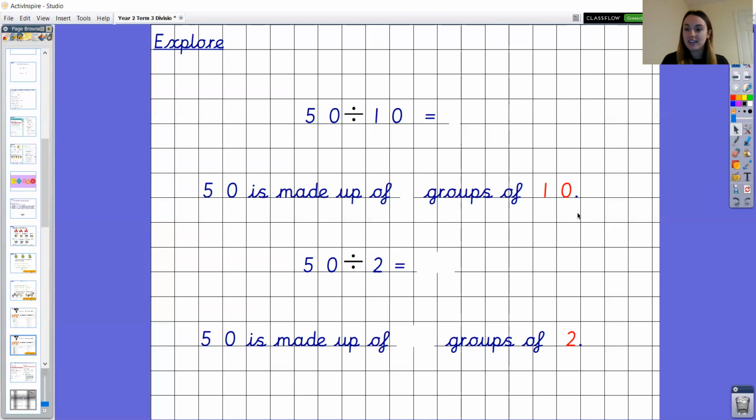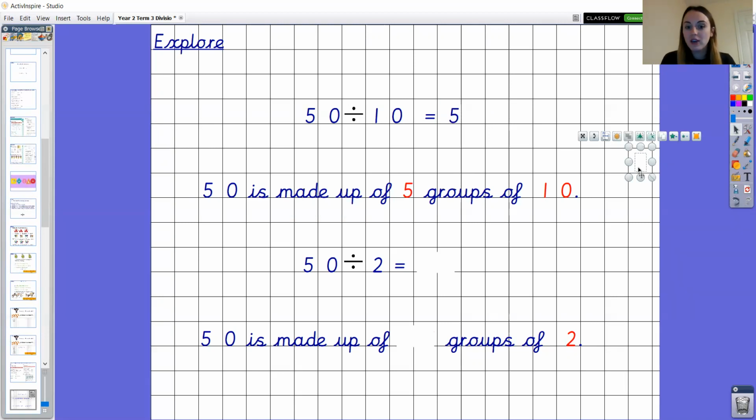Well done. Shall we check together? So we're going to count how many groups of 10 are in 50 by counting in our multiples of 10. Are you ready? 10, 20, 30, 40, 50. So how many groups of 10 are in 50? Well done. 50 is made up of 5 groups of 10. So this means 50 divided by 10 equals 5. Brilliant. Well done, Year 2.